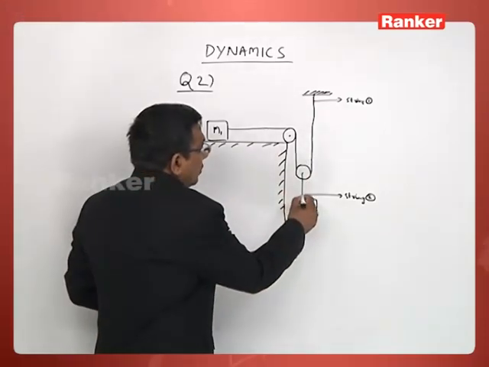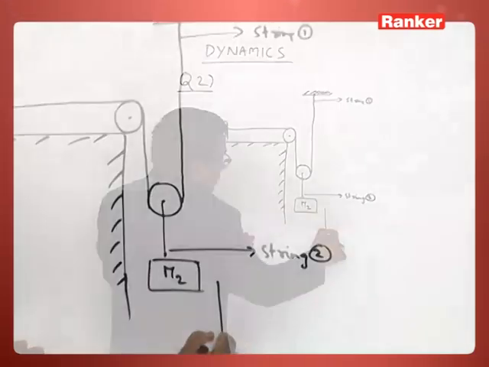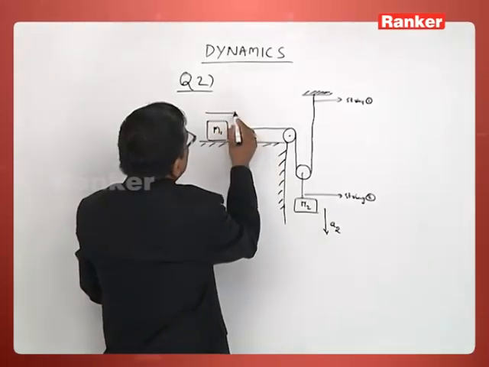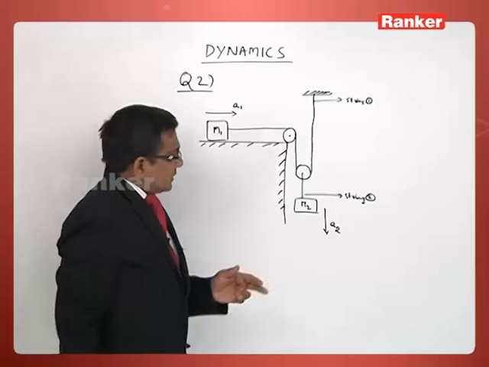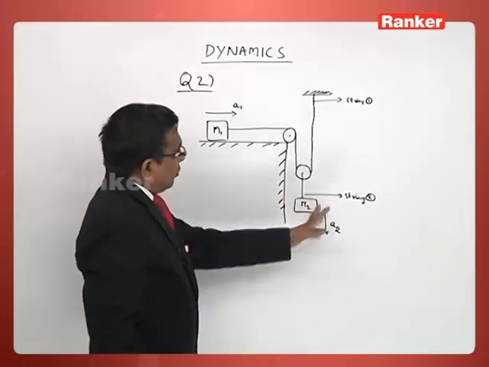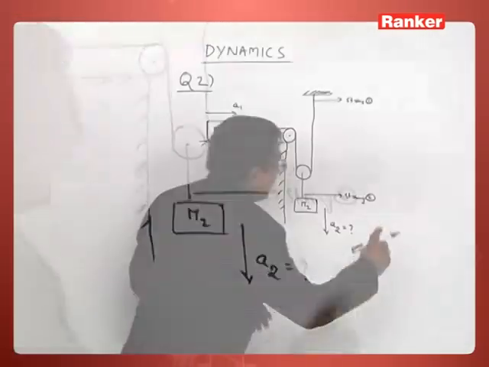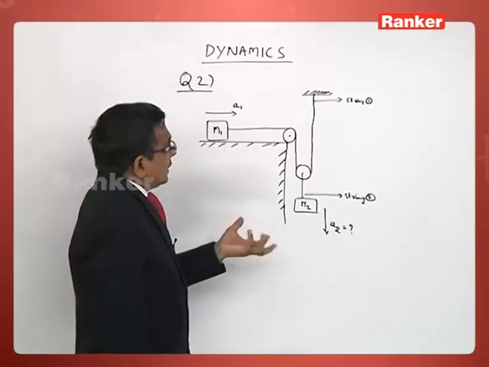Now, to solve the problem, as m2 is moving down, let us say the acceleration of m2 is a2, and the acceleration of m1 is a1. m1 is moving horizontally on the surface, and m2 is moving down with an acceleration a2. Now we have to find this acceleration a2. This is the question, and there are two strings. This is a1. Then how do you solve?